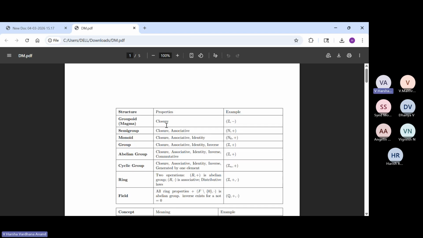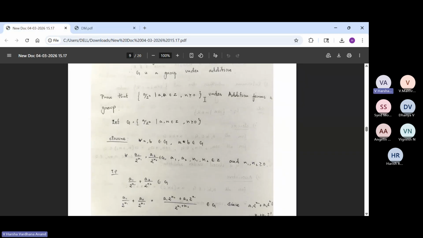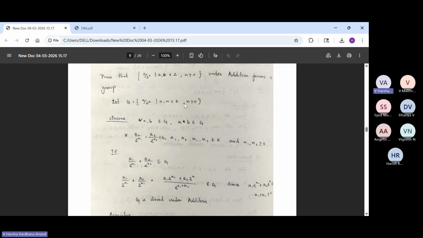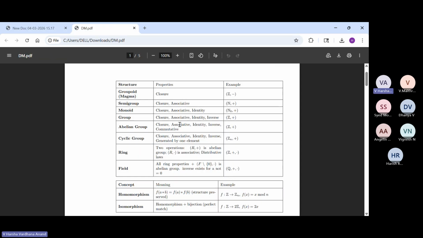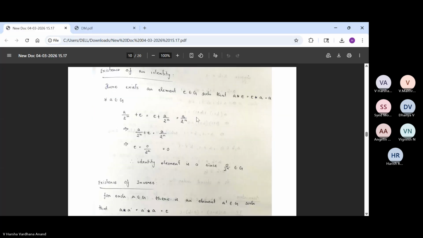So let's take this problem. a by 2^n, where a belongs to Z, Z means integers, and n greater than 0, under addition forms a group. For it to be a group, it should have closure, associativity, identity, and inverse. Closure and associativity can be easily proved. For identity to exist, you need a by 2^n plus e to give the same thing. So e should be 0.